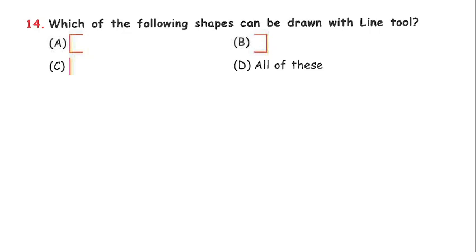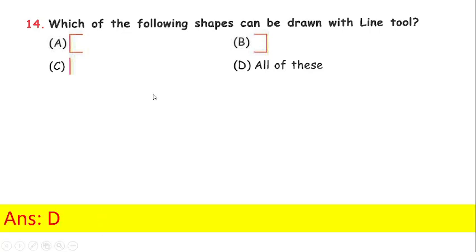Next, which of the following shapes can be drawn using the line tool? A, B, C, D, all of these. Answer is D. As you can see, all are straight lines. Some are sleeping, some are slanting lines. So all are made using the line tool.